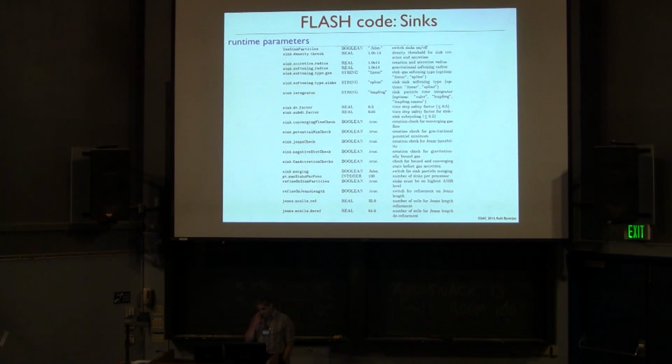So here's a list again of the runtime parameters. I think most of them we already discussed. So most importantly, to essentially create things, you have to decide on the threshold density, which I told you depends on the resolution you want to use. And there's a couple of other quantities linked, for instance, to the advancing of the sink particles and the gravitational interaction.